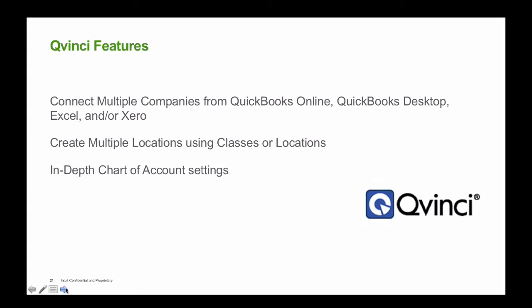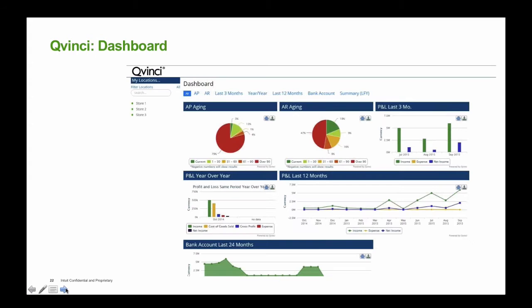So it's accounting software agnostic. You can combine all of them no matter where they came from. You can create multiple locations either by company name or classes or locations. And you can do in-depth chart of account settings, which we'll talk about, which is how we consolidate 2 or 3 or many companies that have different names on the accounts, but they essentially mean the same thing in a consolidated report. That's what that's for.